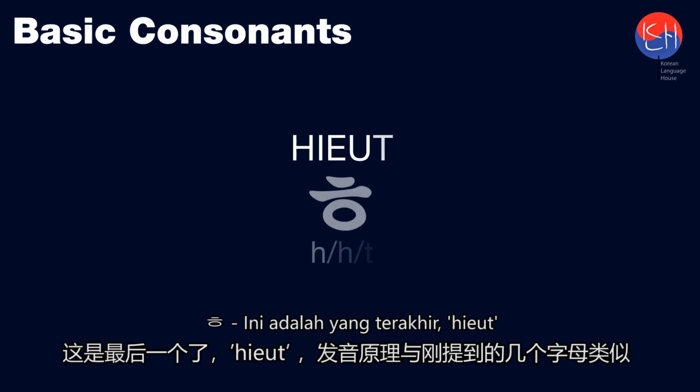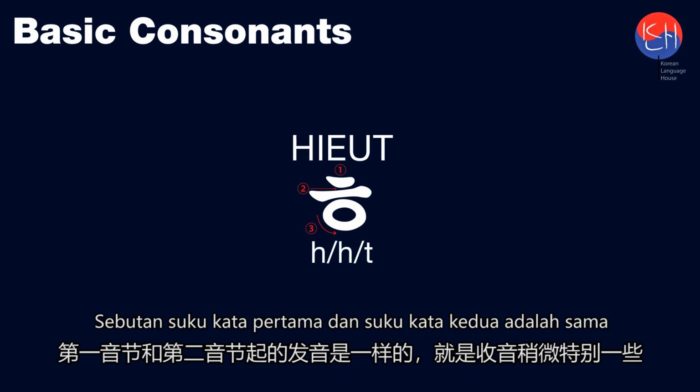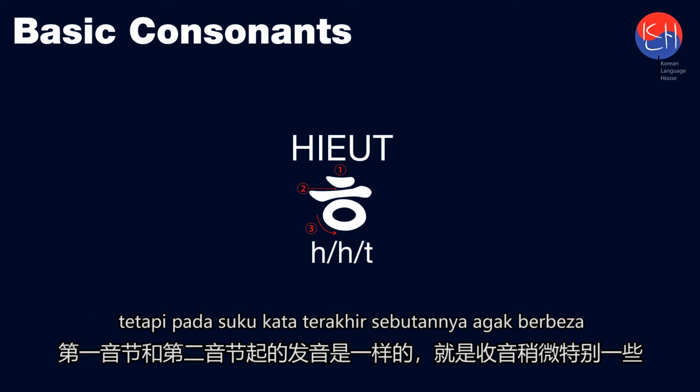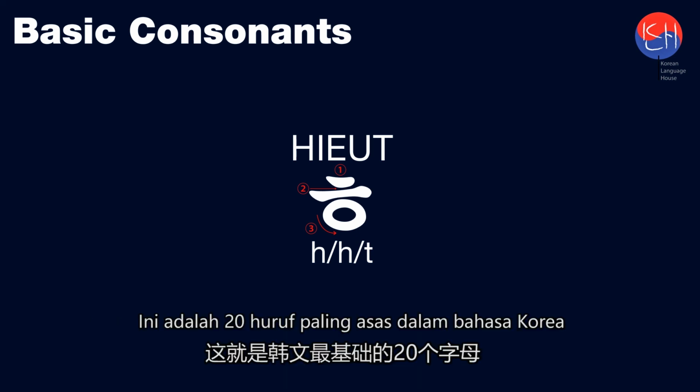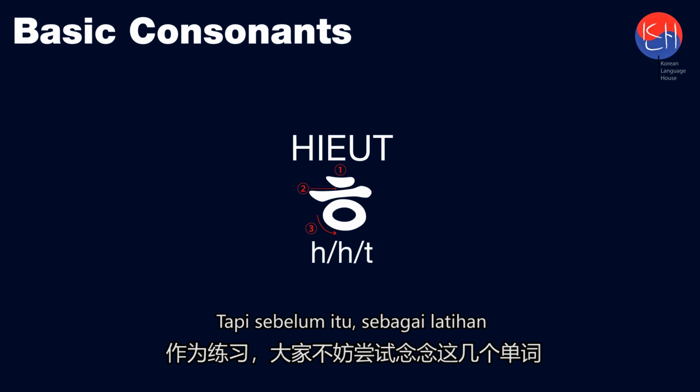Now the last one, that's here. Again, like several other alphabets, the first syllable and the second syllable onwards are the same. It's just the ending consonant that's different. And that's it. You've learned half of the alphabets. We'll cover the other 20 in part 2, but before that, let's try reading a couple of words to see if you've really got it down.